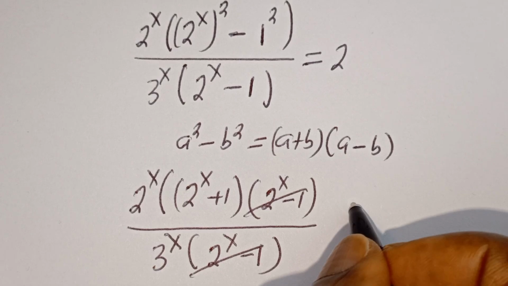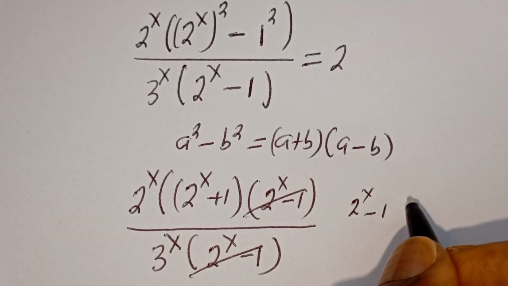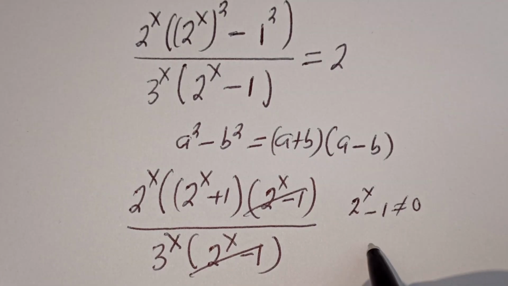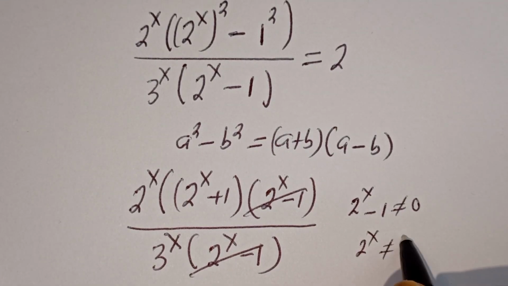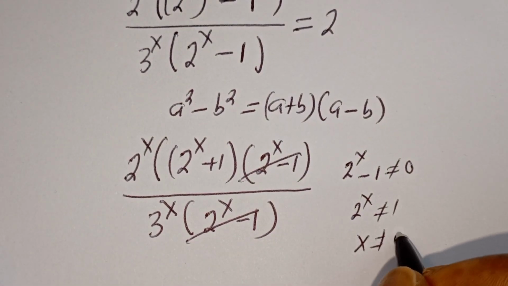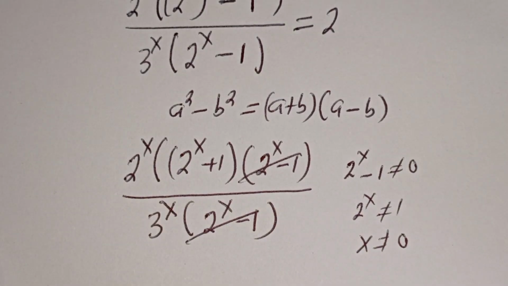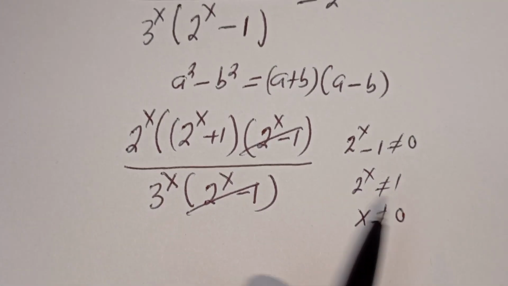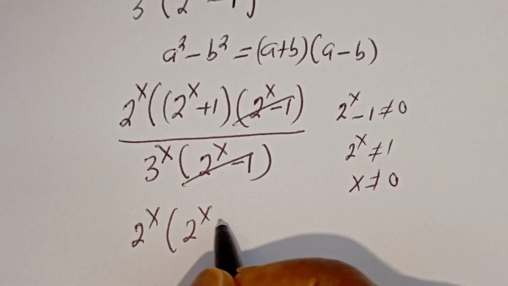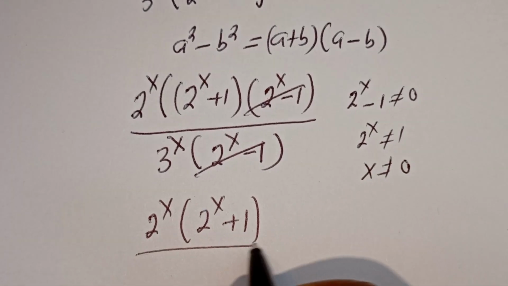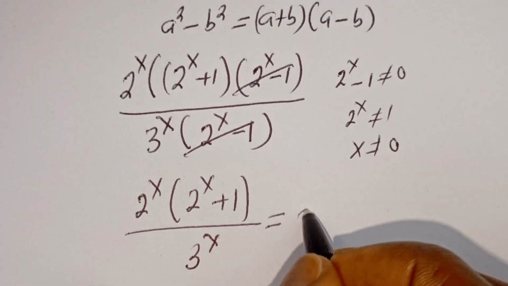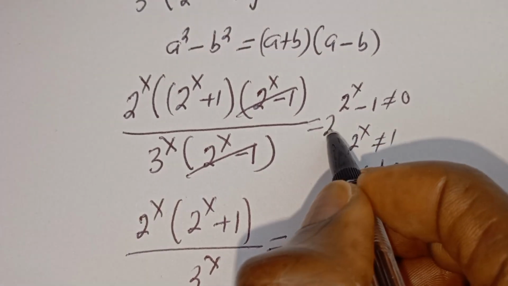That is, here we know that 2^x minus 1 is not equal to 0. So here 2^x is not equal to 1. Therefore x is not equal to 0. So here we have 2^x bracket 2^x plus 1 divided by 3^x is equal to 2.